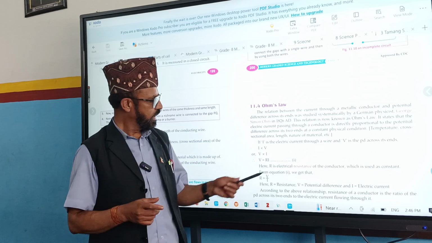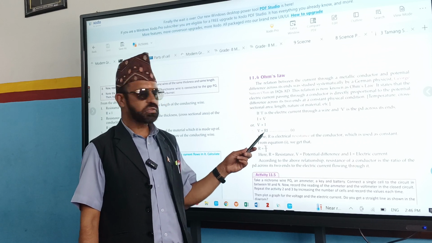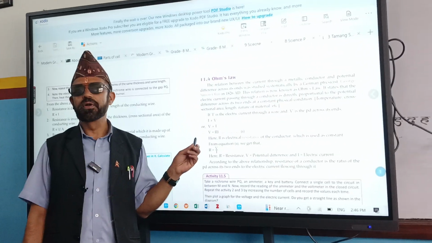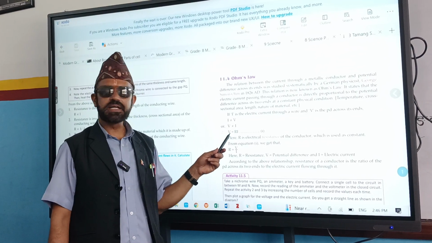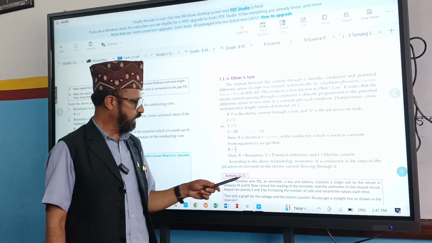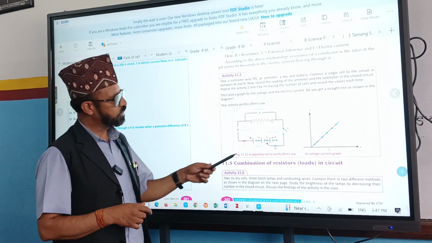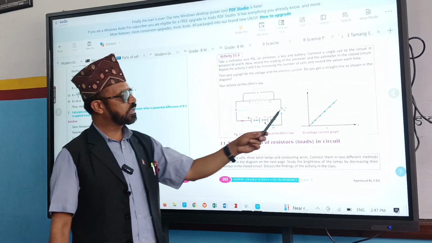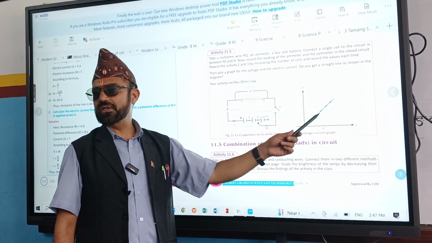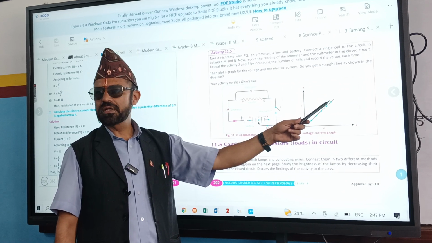Understood? And from this we have got one formula. What is that? V equals IR. What is V? Potential difference. What is R? Resistance. What is I? Electric current. And numerical problems we have done. Here you can see the graph that shows the voltage-current graph. When voltage increases, current also increases. Then we can get a straight line. Right?